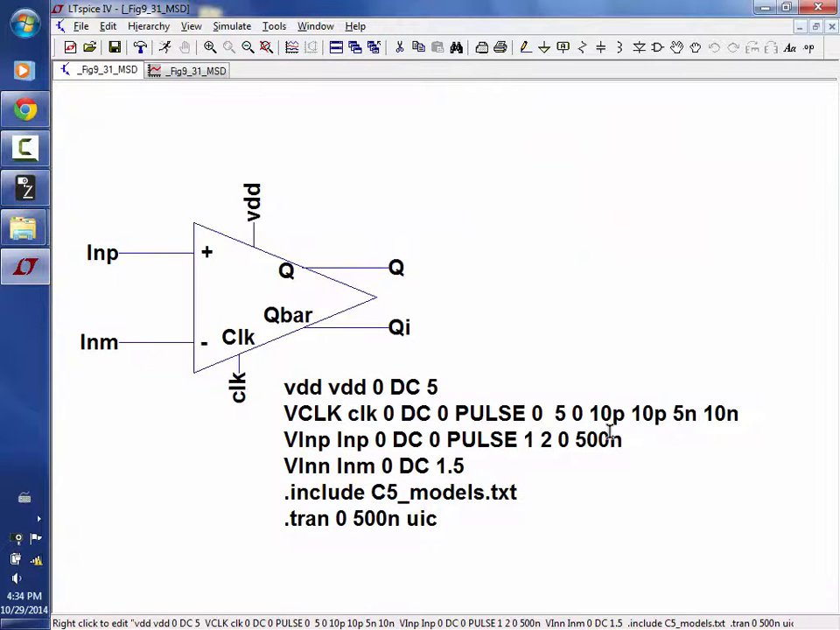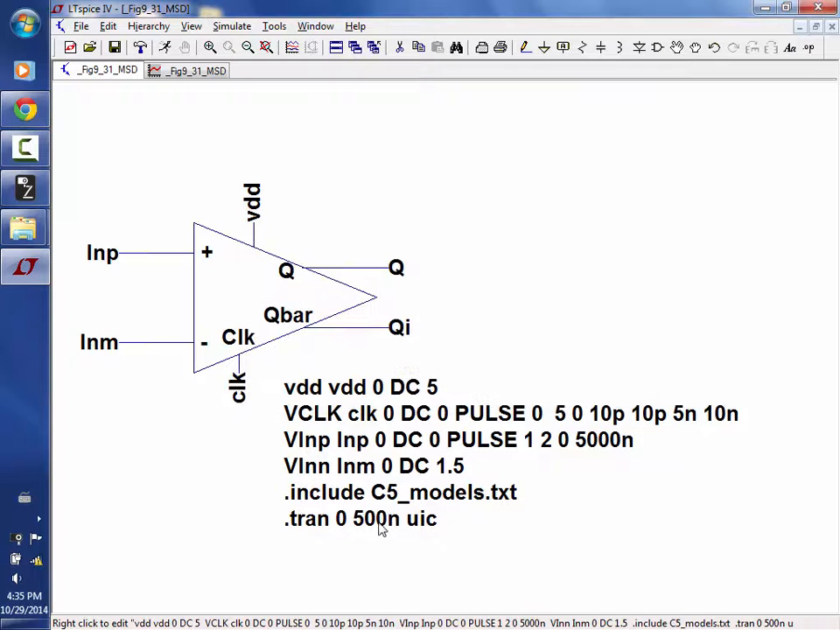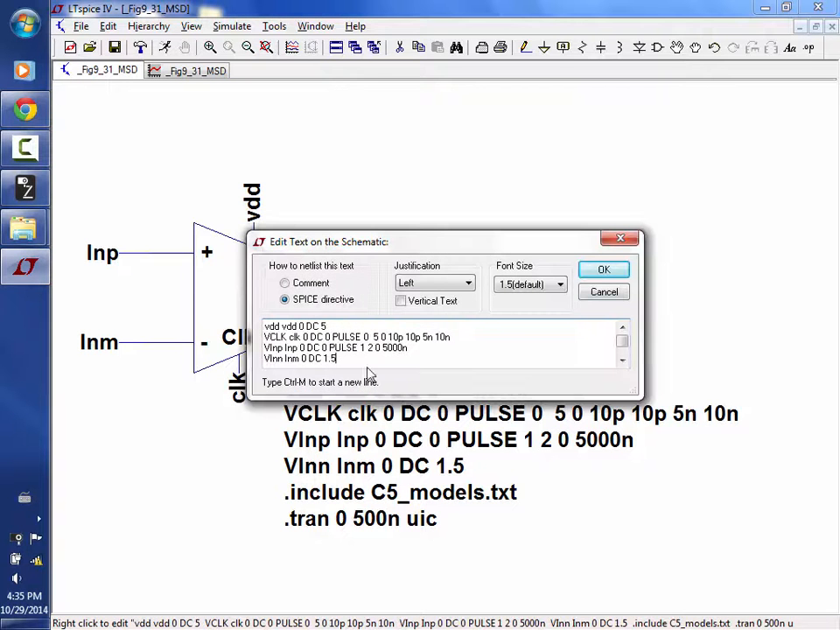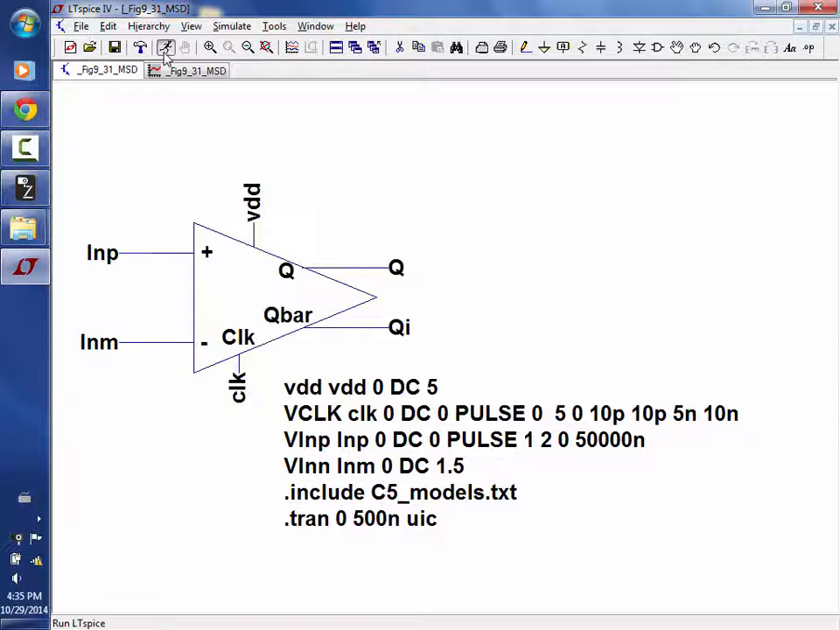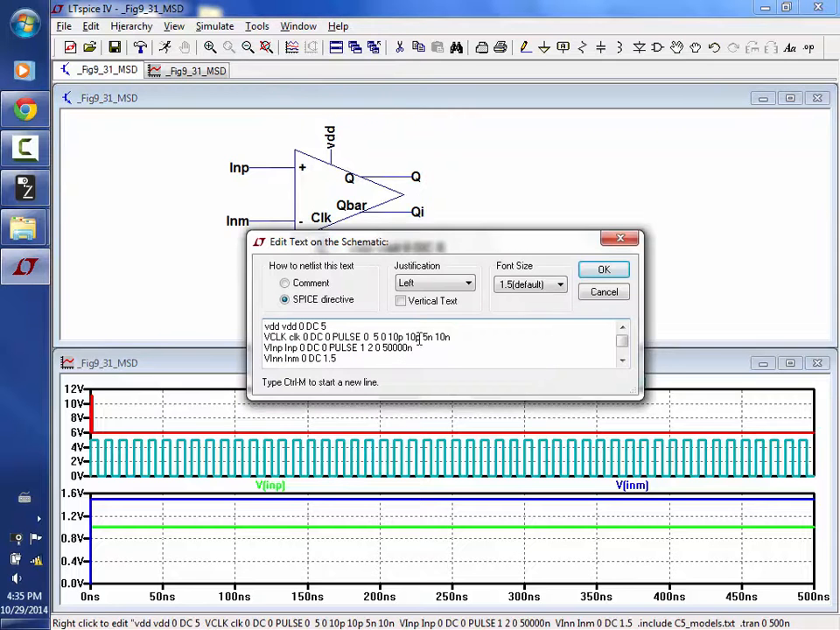So let's say, okay, I'm going to raise my V input clock pulse from 1 to 2. We'll do that. I can't change the clock, obviously. And then I'm going to change this. So I just made the simulation longer by a factor of 10, and then I increase the, oh, didn't I hit OK? 0 to 5,000.